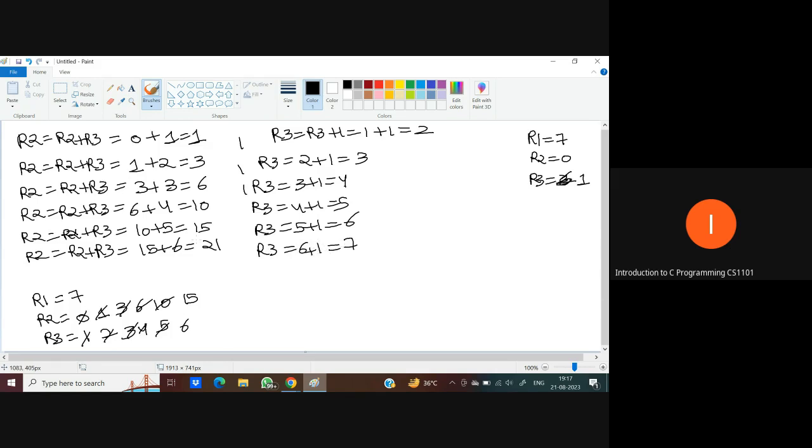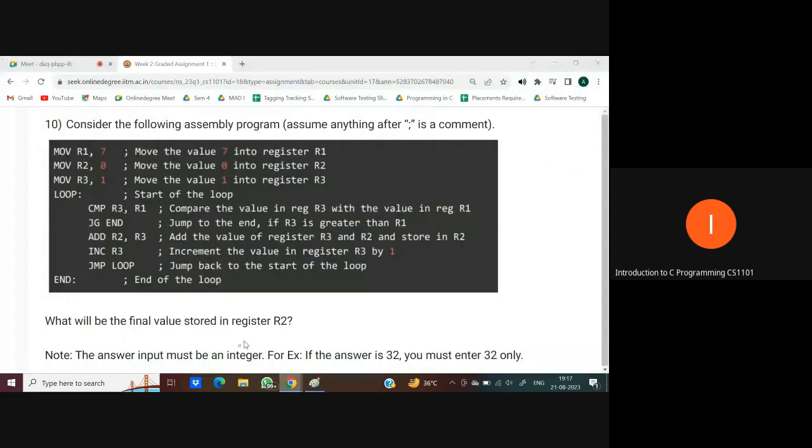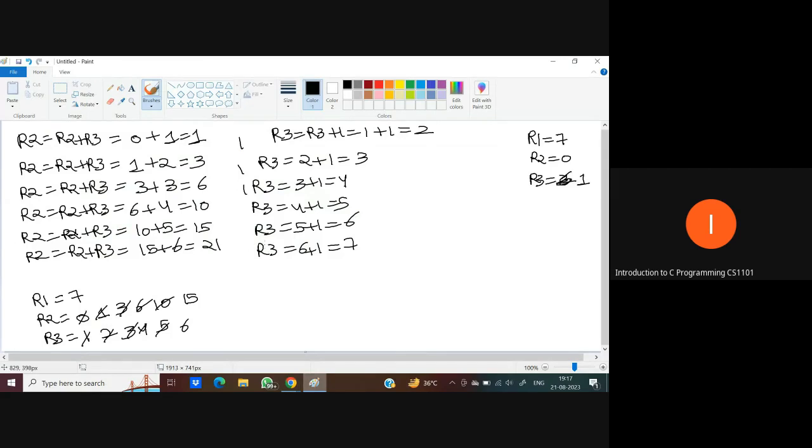So it became 7. Now see, watch this condition very carefully. It says jump to the end if R3 is greater than R1. Right now they both are equal, but still R3 is not greater than R1. So we have to execute one more time. R2 equals R2 plus R3, so it becomes 21 plus 7, which is 28. And R3 becomes 7 plus 1, that is 8. So this time 8 has become greater than 7.